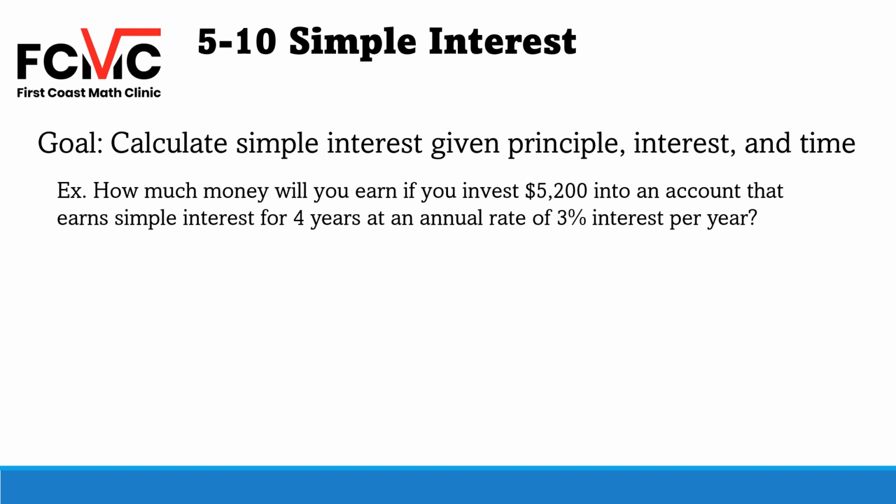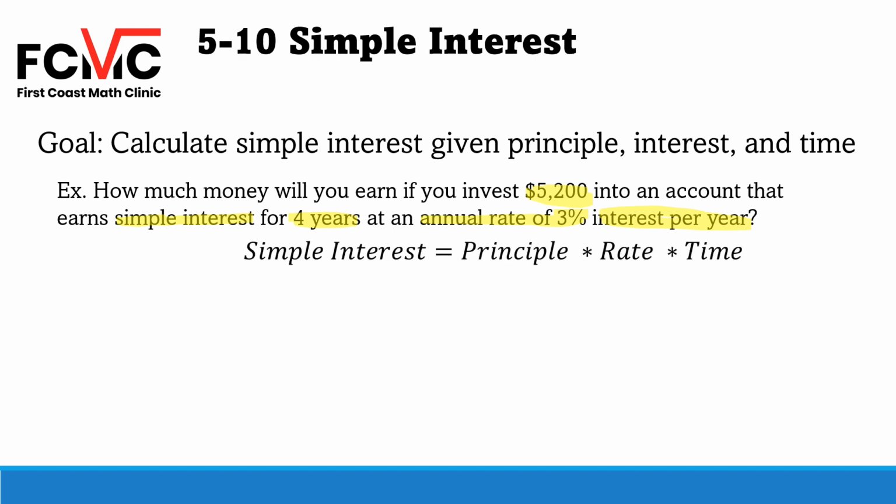So we've got a couple pieces of information here, right? We've got that $5,200. It tells us specifically that we're earning simple interest. I'll talk about exactly what that is in a bit and give some specific examples. We have time over 4 years, and we have an annual rate, so annual is yearly, of 3% interest per year. Okay, so what formula are we going to use to calculate simple interest?